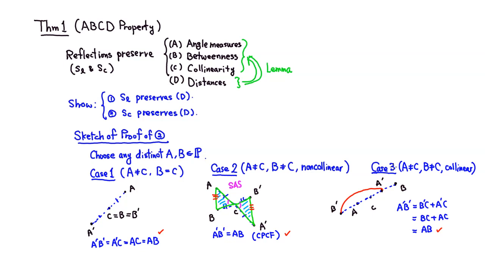So Theorem 1, called the ABCD property, says that reflections preserve angle measures, betweenness, collinearity, and distances. That's it. I hope that this was clear.